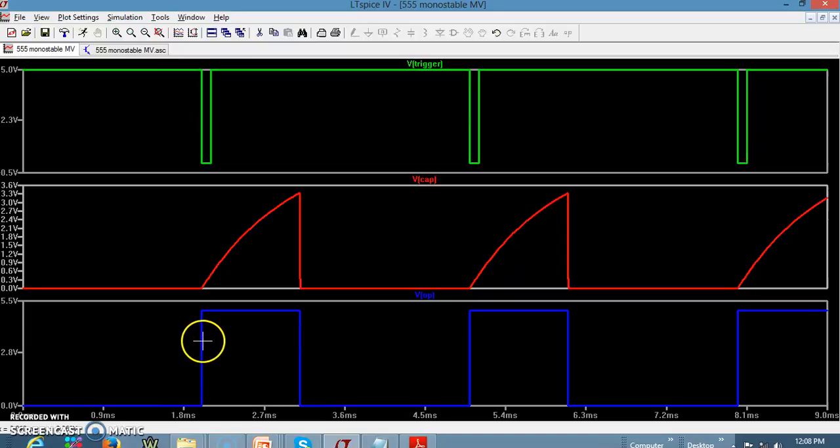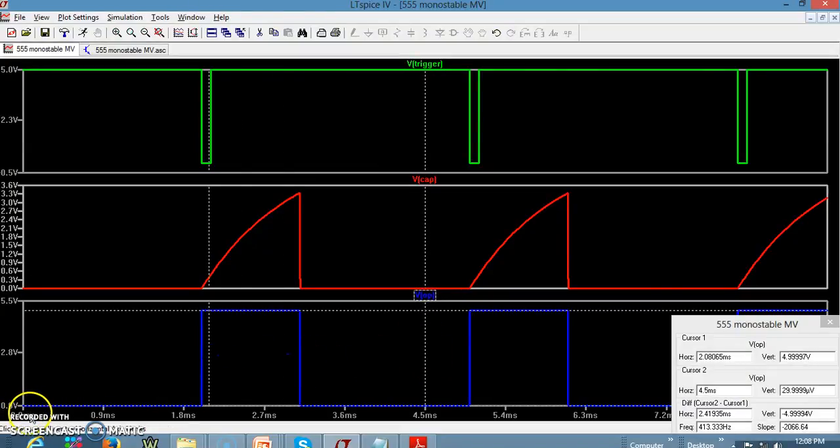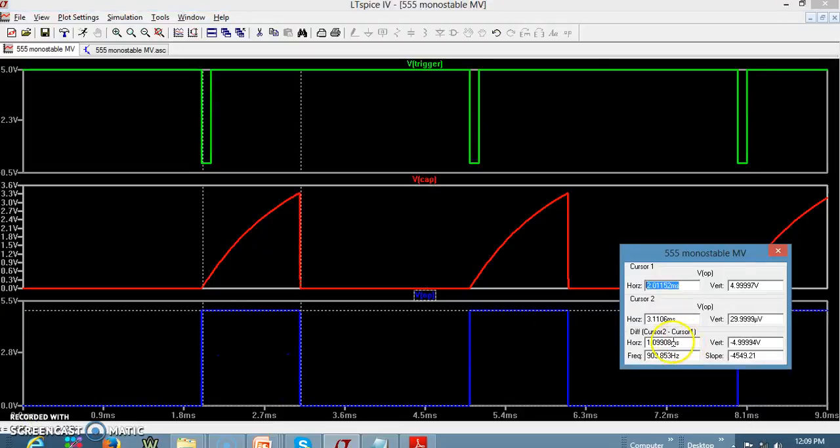So actually, the time from here to here is the pulse width, which happens to be 1.1 millisecond. Let us measure the time. You can see the measured difference of time is 1.09 milliseconds.